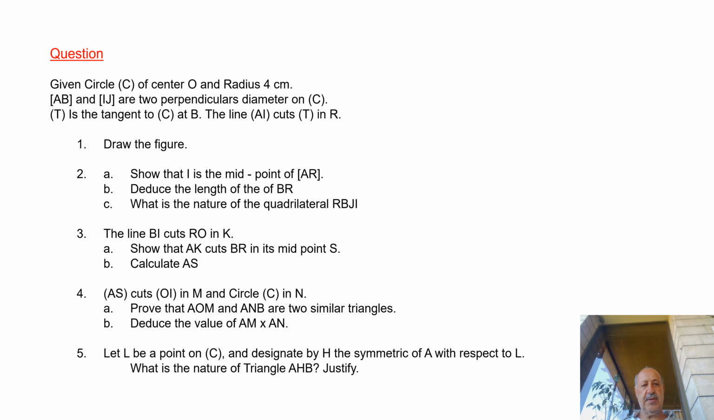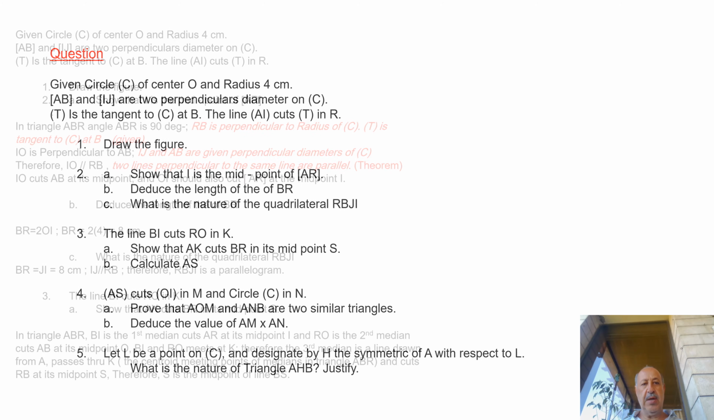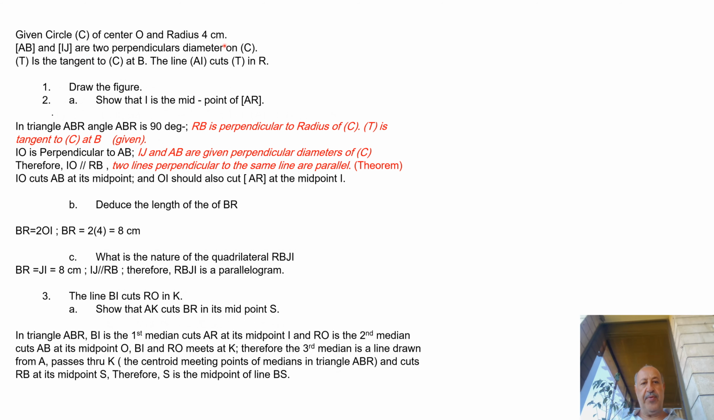This exercise starts with a given circle C of center O and radius 4 cm. AB and IJ are two perpendicular diameters of C. T is the tangent to C at B. The line AI cuts T in R. First question: draw the figure.